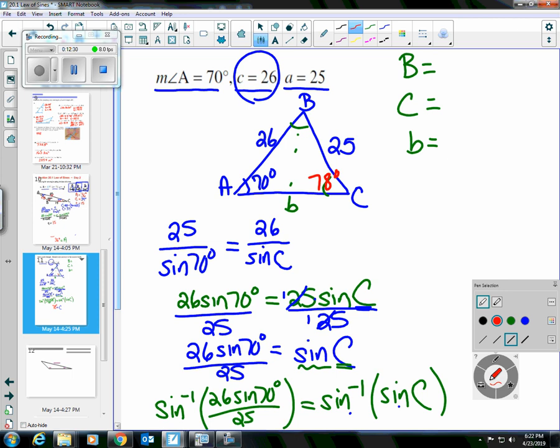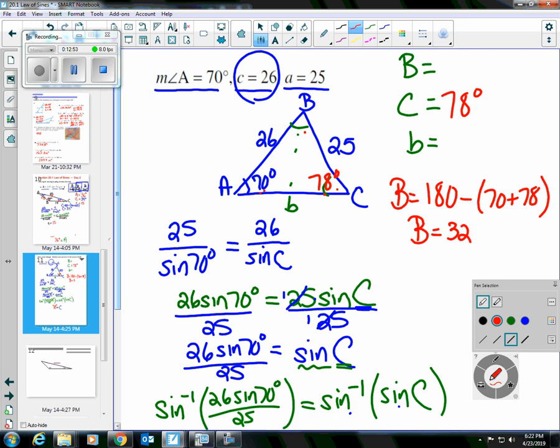Fantastic. So this is 78 degrees. So once you know two of the angles in your triangle, so I know 78 and 70, I can find my angle B then. Remember what the three angles in a triangle add up to. How much? 180. So I can subtract off those two other angles. So go ahead and subtract off the 70 and the 78. See what you get for angle B. And that should be 32 degrees. So double check and make sure that that checks out for you. So 32 degrees.